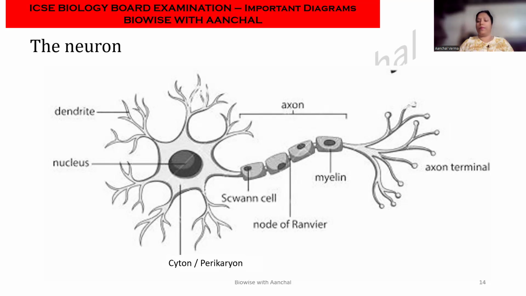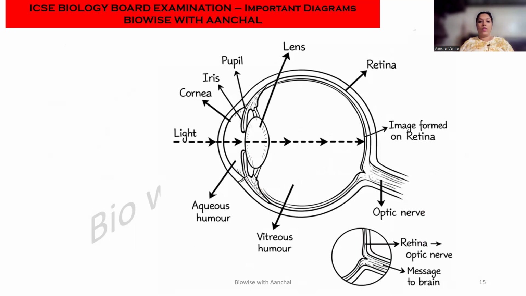Then next one. This is the human eye. Now, human eye diagram. Remember, pupil, iris, cornea, light enters. As the light enters and hits the retina, that point is called the fovea, that is macula lutea, right? And vitreous humor, optic nerve.